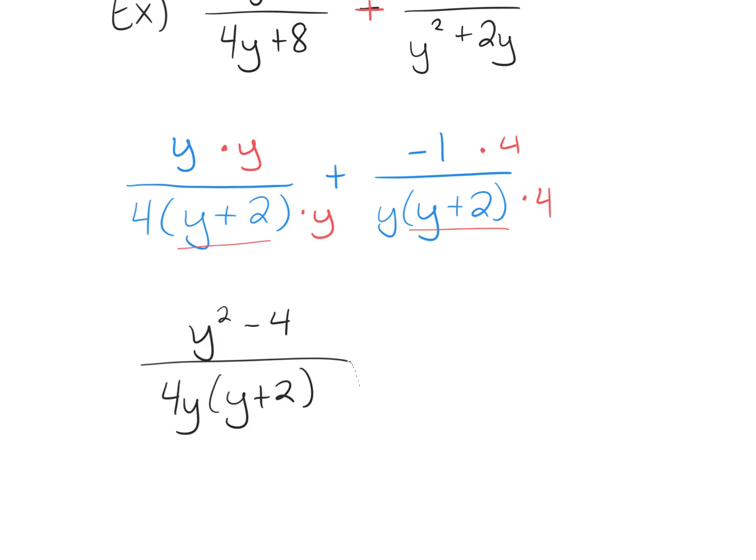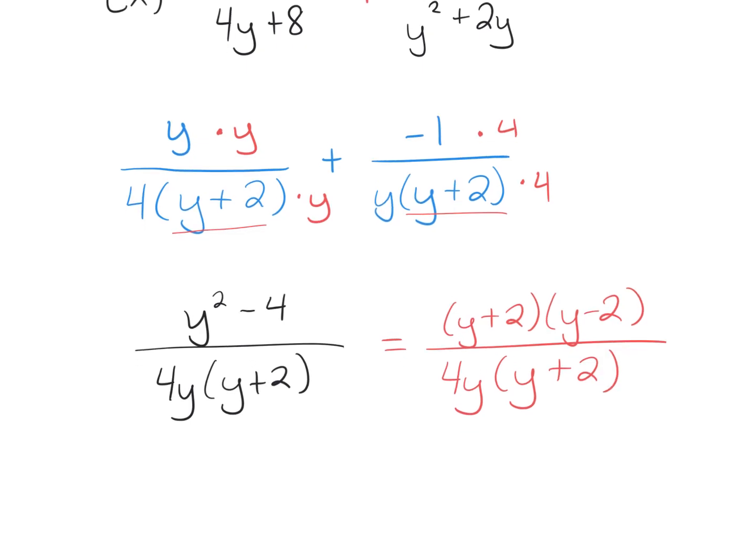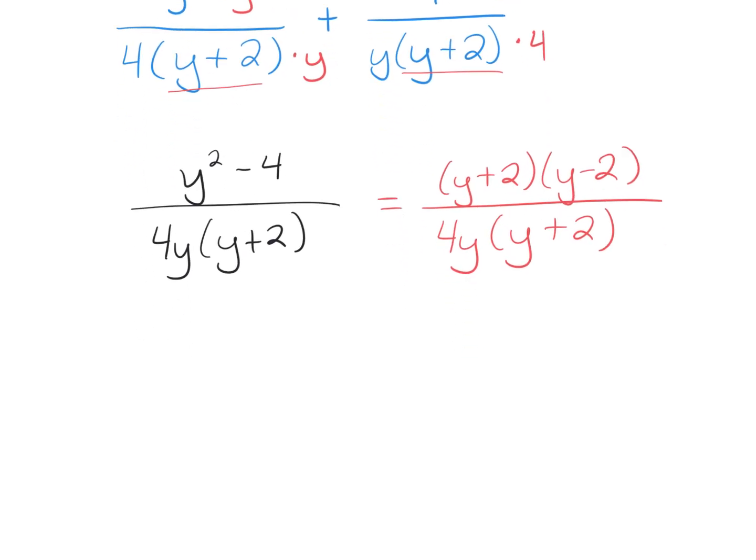Simplify. How can I simplify this right here? Think factor. It's a special one. Y plus 2, y minus 2. Does our denominator change? Nope. So we have 4y times y plus 2. What do you always check for? Cross things out, right? Can we cross anything out? Y plus 2. Anything else?